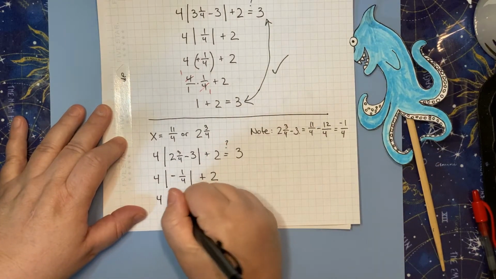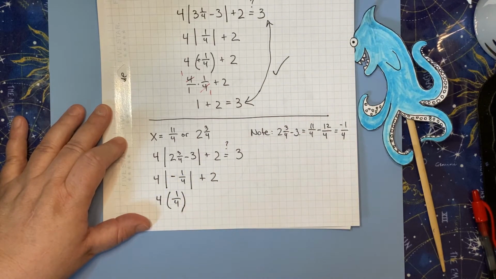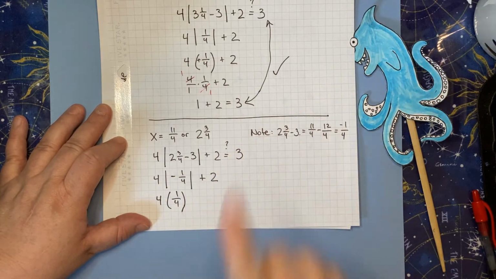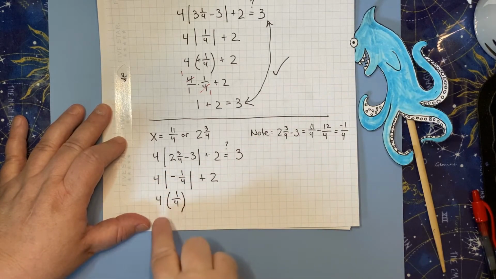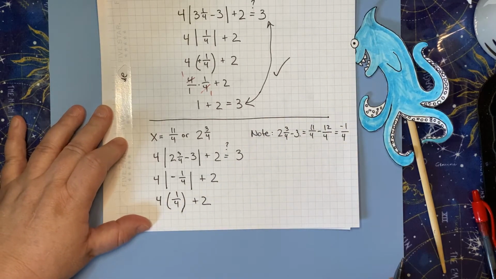So I've got 4 times 1/4. I've used the absolute value to make this positive, so the absolute value is used up. Absolute value is a one-use situation. You use it, and it's gone. So in that way, it's disposable.